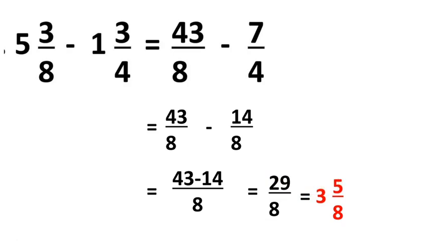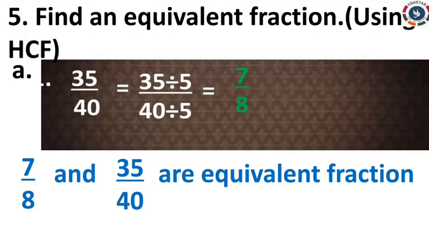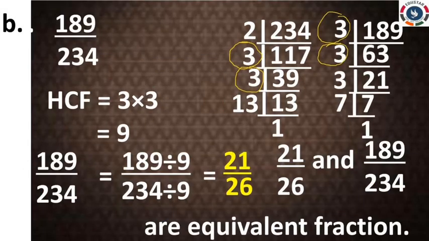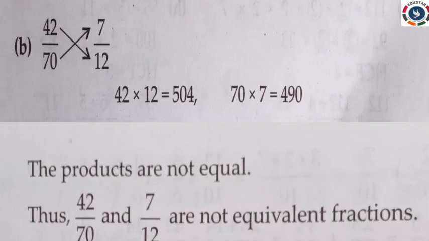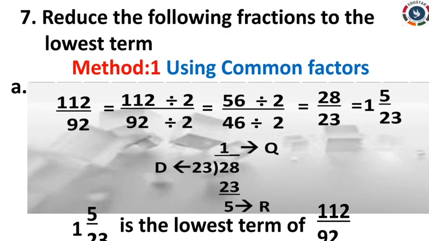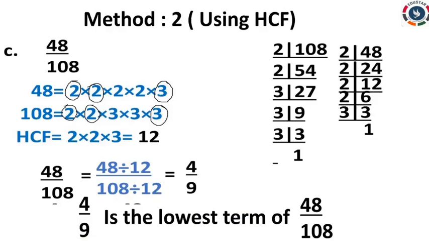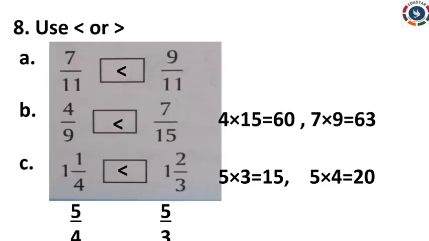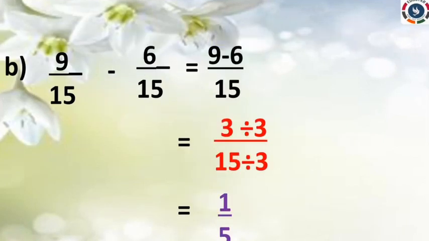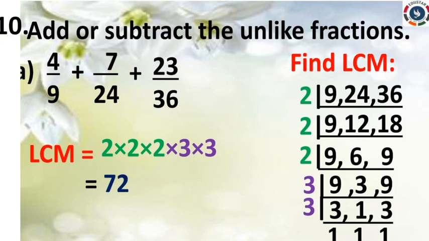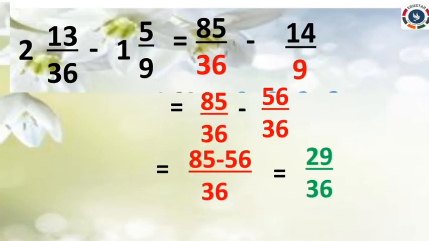I have already taught everything in the previous classes. So you just take a snap of all the sums and write neatly without overwriting. You want to complete today: Number 5, find an equivalent fraction, 3 sums. 6, check whether the following fractions are equivalent, 2 sums. 7th one, reduce the following fractions to the lowest term, 3 sums. And 8th, use less than or greater than, 3 sums. 9th, add or subtract the unlike fractions, 2 sums. 10, add or subtract the unlike fractions, 4 sums.